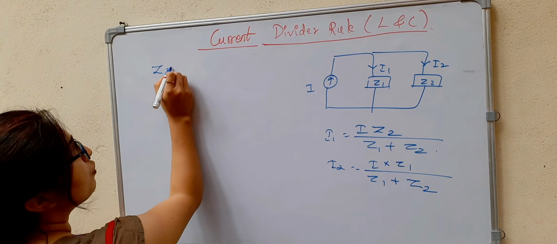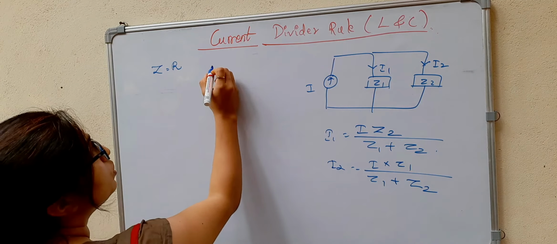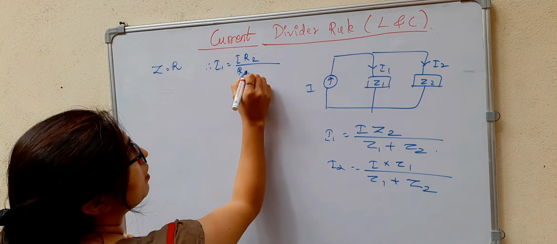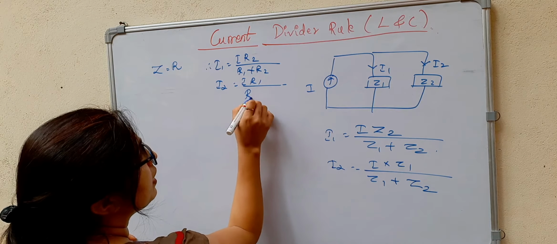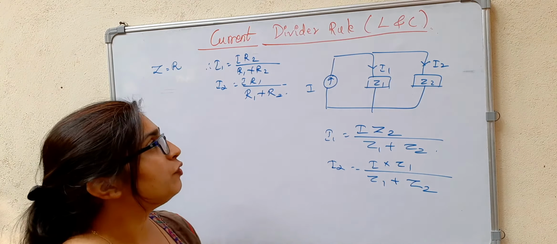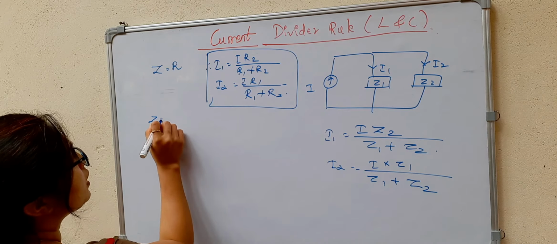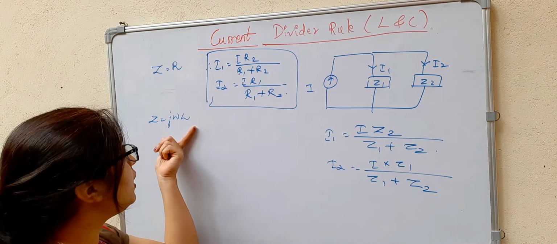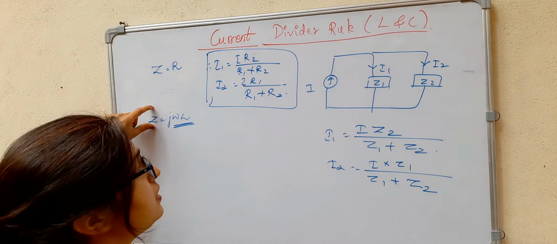So in case of resistors, we know Z is equal to R, that is the resistance value. So we have I1 is equal to I into R2 divided by R1 plus R2, and I2 is equal to I into R1 divided by R1 plus R2. This we have derived in one of the videos, so I will not derive it again. Okay, so what if I consider an inductor, which has a pure imaginary impedance Z, that is reactance, right?